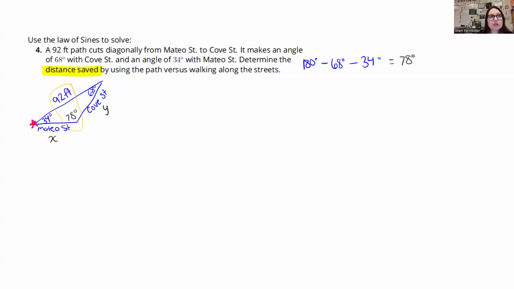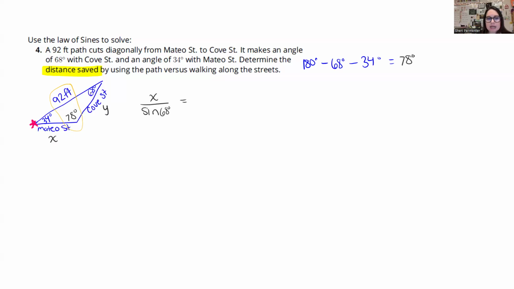So I'm going to set up my 2 different ratios and I'm going to start with what I know. I want to know a side length. So if I want to know a side length, I'm just going to set my ratios up with side lengths on the top, or in the numerator. So I'm going to set X over sine across from Mateo Street. The angle is 68.